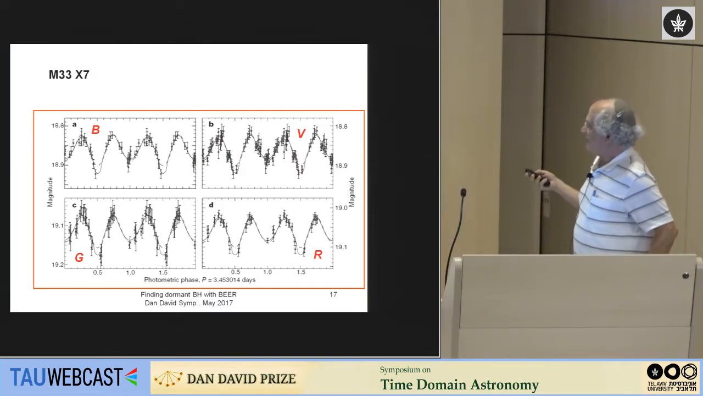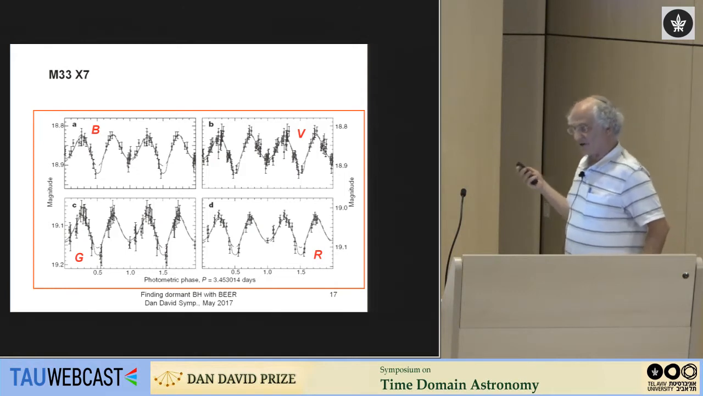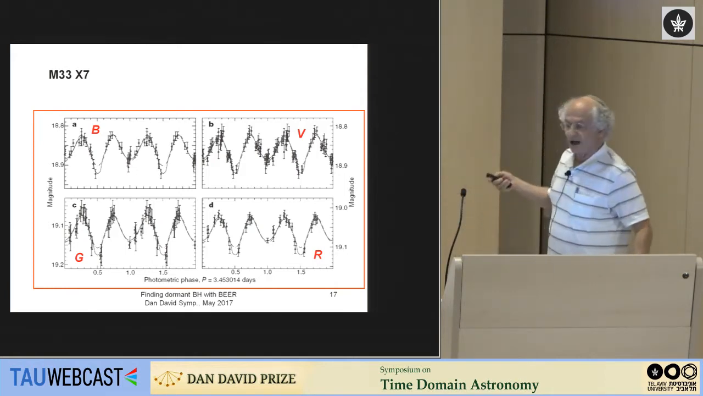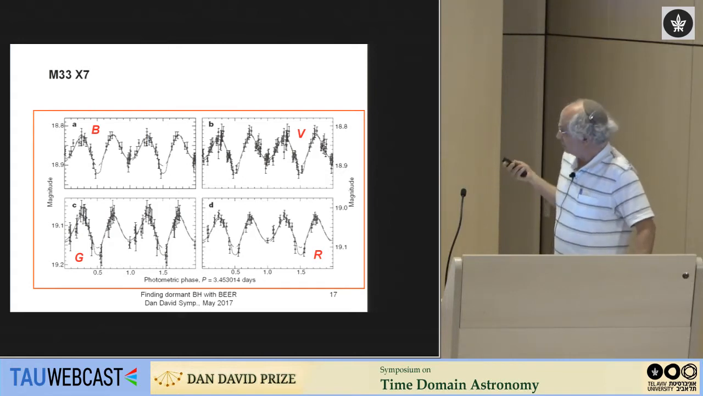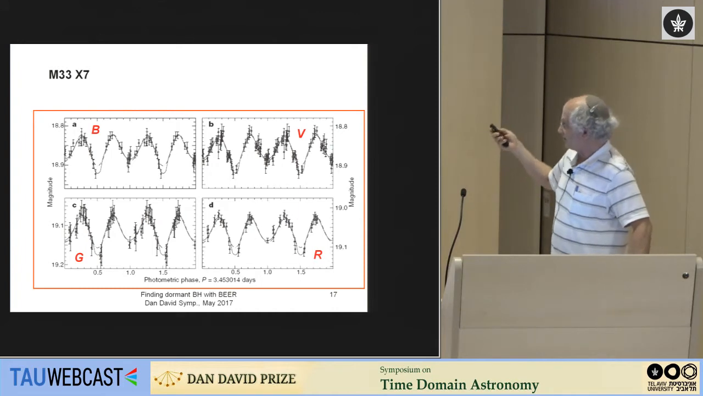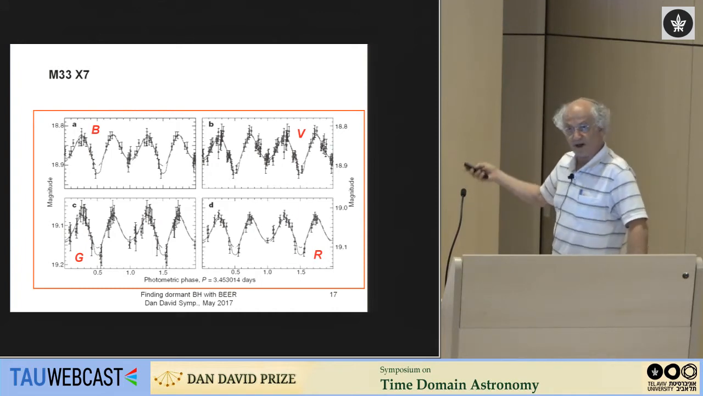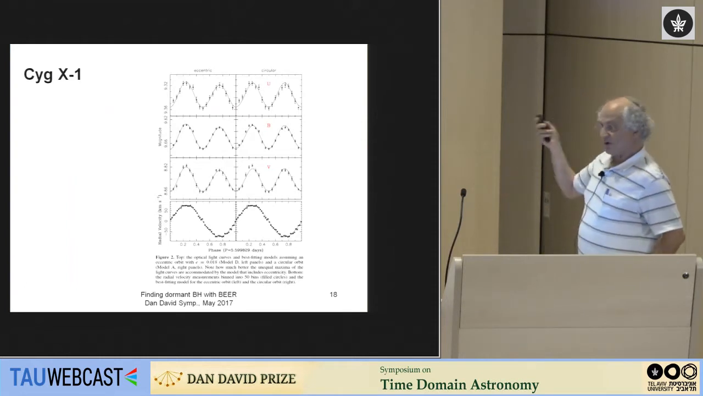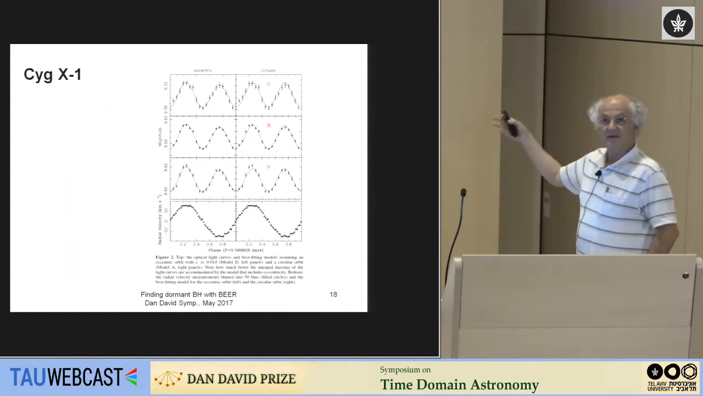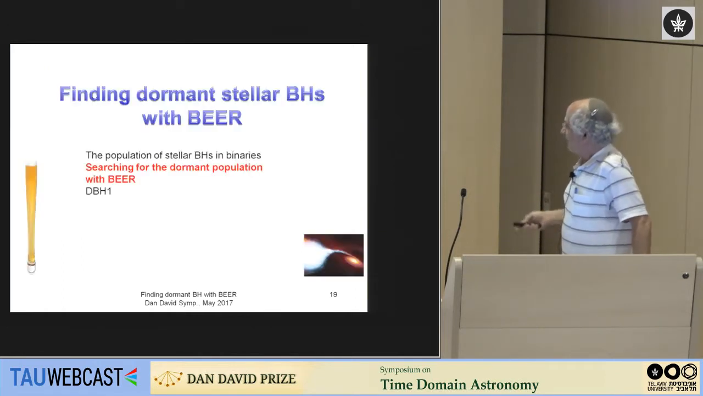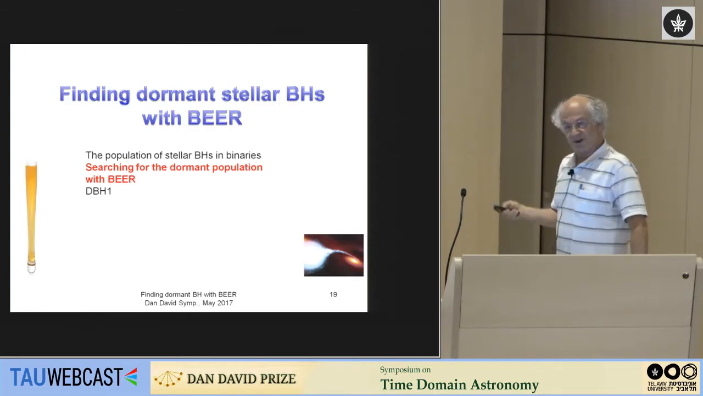So what I suggest is to discover these dormant black holes by this optical modulation, that you don't really need the X-rays in order to identify that this is a star which has a massive companion. Here is, for example, Cygnus X1, the first one. It's a very bright star, magnitude 9. And this is the optical modulation, and you see it's very clear. Anyway, so the idea is to search for this modulation.